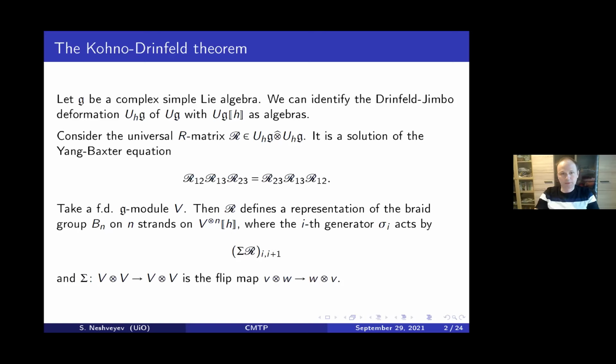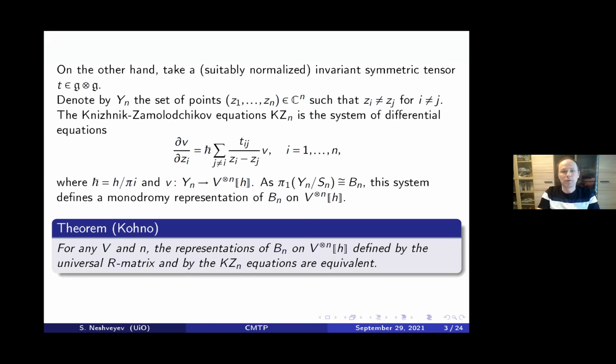On the other hand, there is a different construction of representations of braid groups on such modules, namely coming from Knizhnik-Zamolodchikov equations. So those are defined as follows. We start with, again, a suitably normalized invariant symmetric tensor t. It's unique up to scalar, but we have to normalize properly for things to work. And so we consider the configuration space Y_n. These are all points in the complex space C^n such that all coordinates are different.